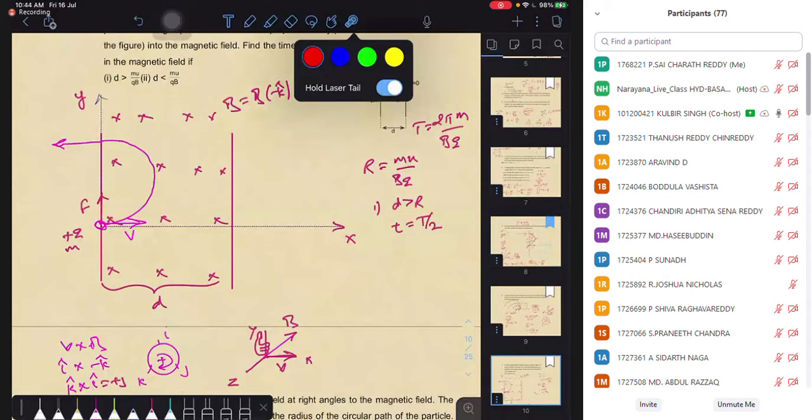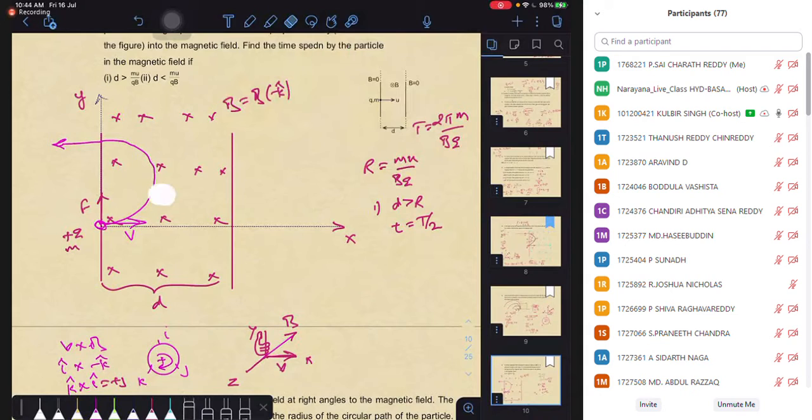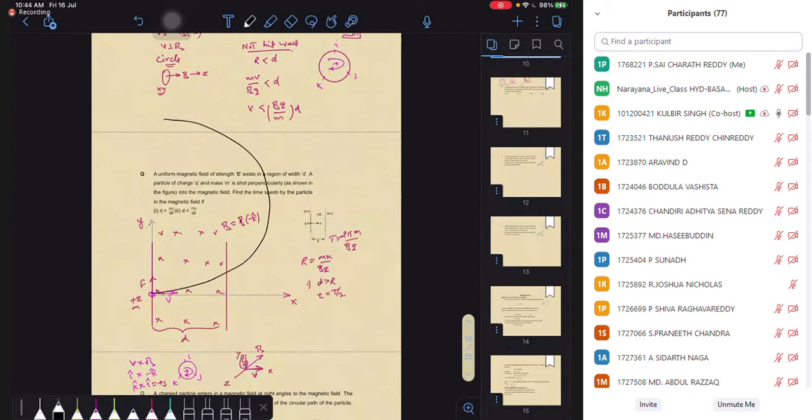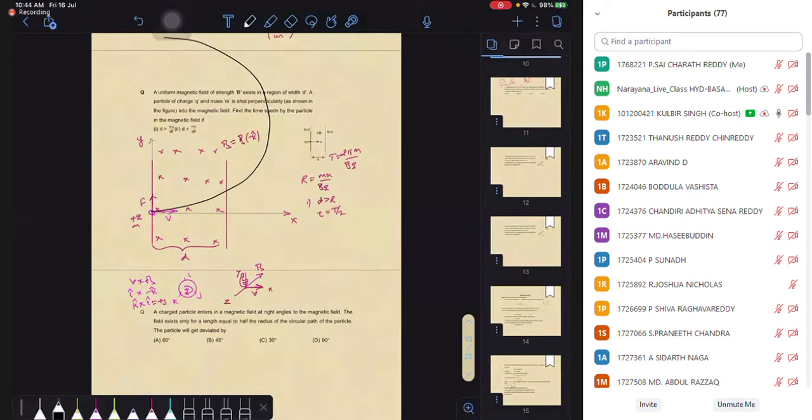Second question here is slightly tricky. In the second question, he said that my D is smaller than radius. When D is smaller than radius, then this is what is going to happen. It will try to make a bigger circle like this. When it tries to make a bigger circle, after it reaches outside, the effect is going to be ineffective.